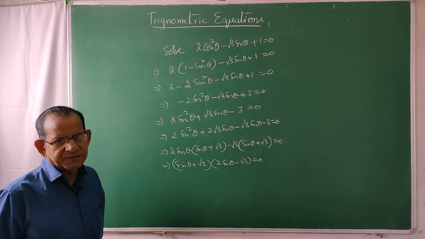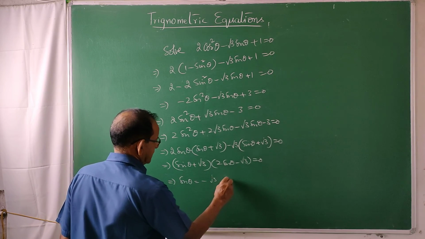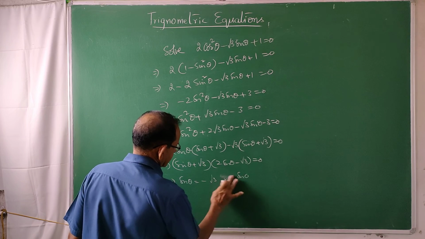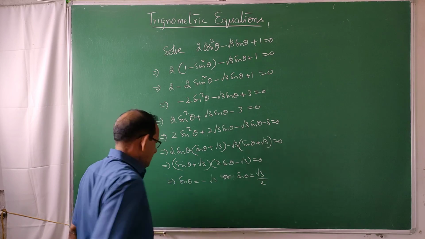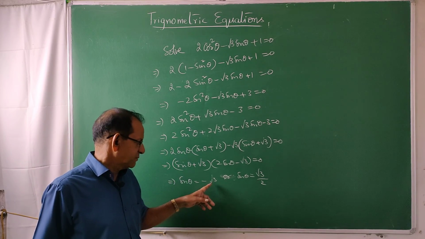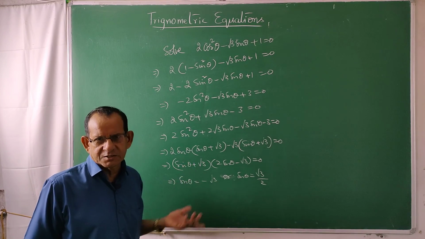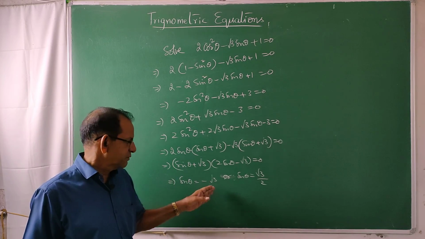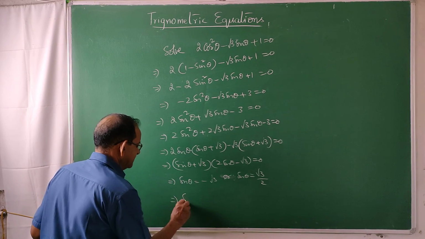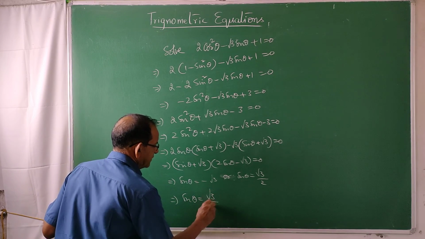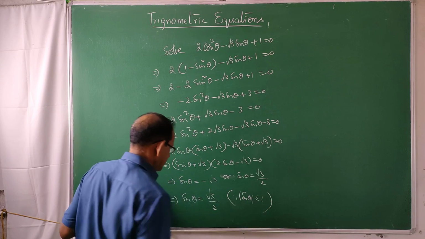Now I will get two values for sin theta. One is sin theta is equal to minus root 3, or sin theta is equal to root 3 by 2. But we have to neglect this value because the modulus of sin theta must be less than or equal to 1. Root 3 is approximately 1.7321, so it is more than 1 in modulus value. So you have to reject this value. So that implies sin theta is equal to root 3 by 2, because modulus of sin theta should be less than or equal to 1. We are not taking this value.